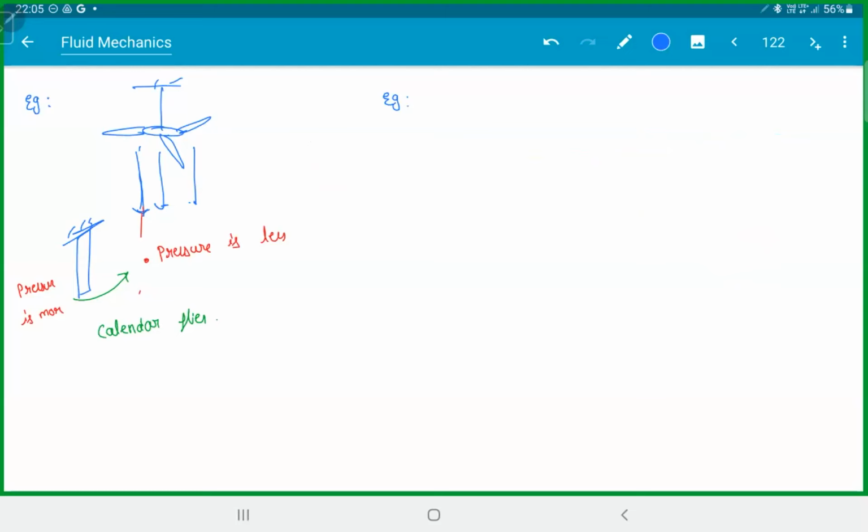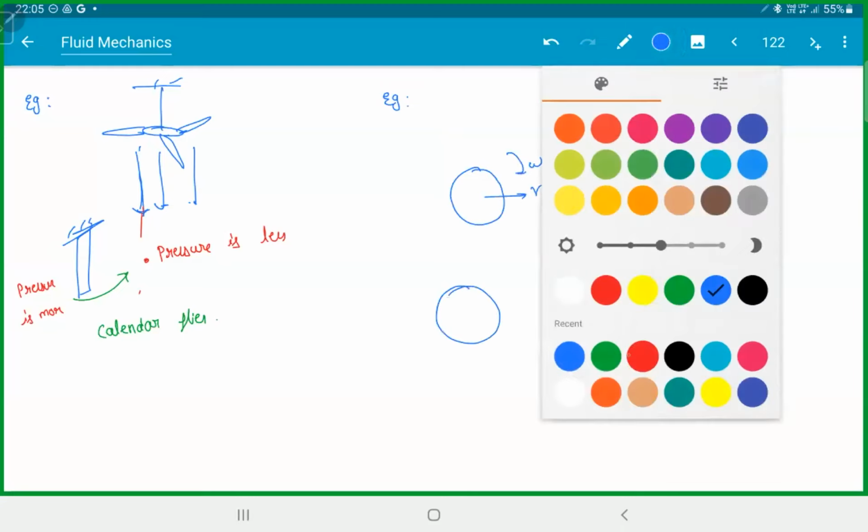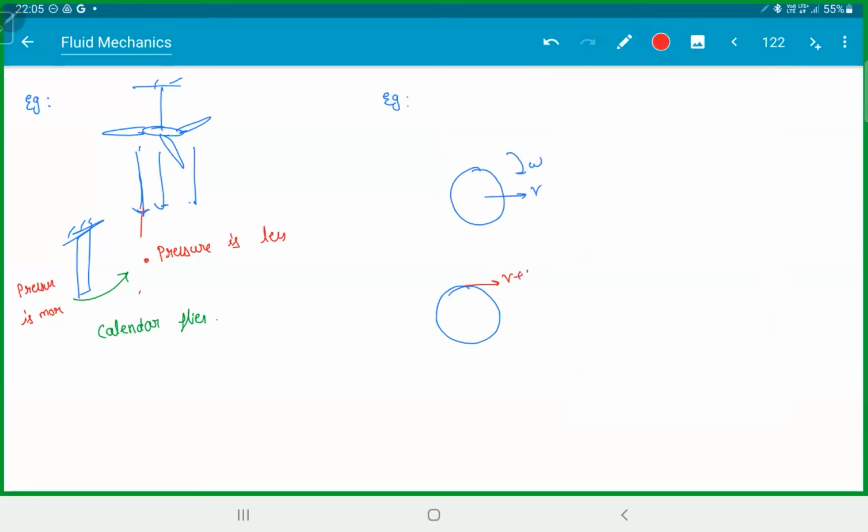So in football, we call this thing a banana shot. I don't know whether you have heard about it. So what happens, think about it. If you have a ball here, let's say going with V and rotating with omega. For this ball, at the topmost point, the speed is V plus R omega. At the bottommost point, it is V minus R omega.